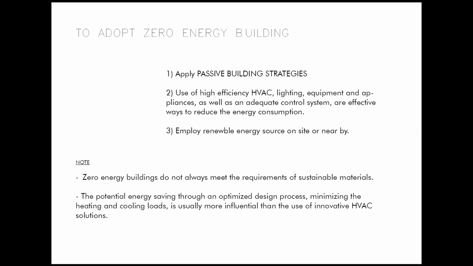How can we adopt this kind of building? We have three main features. The passive building strategies that I have described before, which are the main features of passive building in general. To have high efficiency HVAC, lighting equipment and appliances, as well as an adequate control system, are effective ways to reduce the energy consumption.